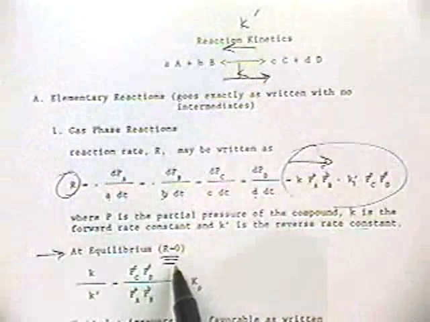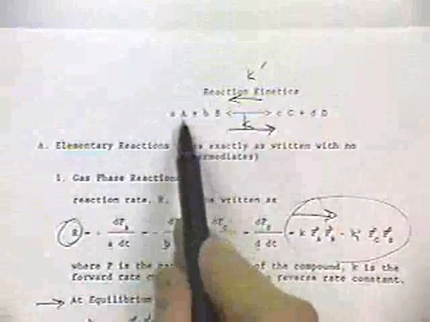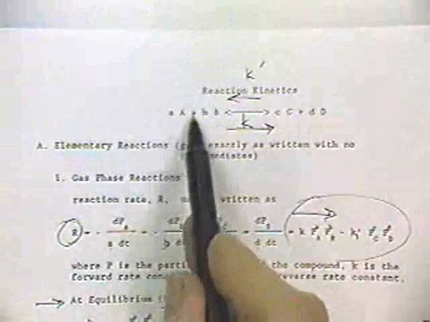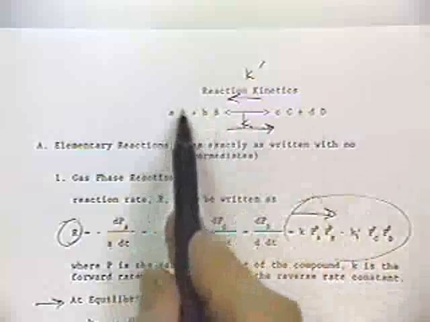Now, at equilibrium, what we mean is that the rate is 0. That is, there is no net production of C and D at the expense of A and B. A and B go to the right, and C and D go to the left, and it's in some sort of balance. So again, our rate goes to 0.